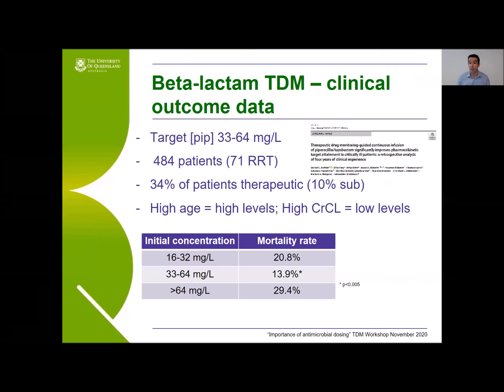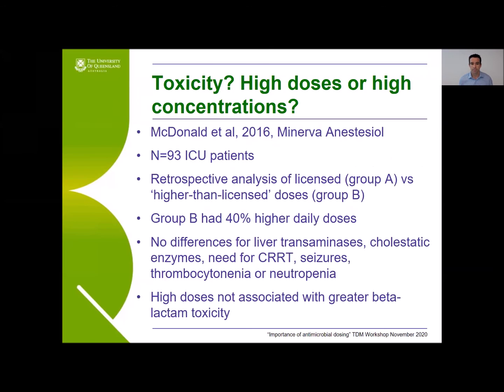Another study from Daniel Richter in Germany, in collaboration with the Heidenheim group, who do a lot of fantastic pharmacokinetic studies looking at beta-lactam therapeutic drug monitoring, essentially found that if you achieve concentrations between 33 and 64, then you have much lower mortality rates than concentrations either side of that.